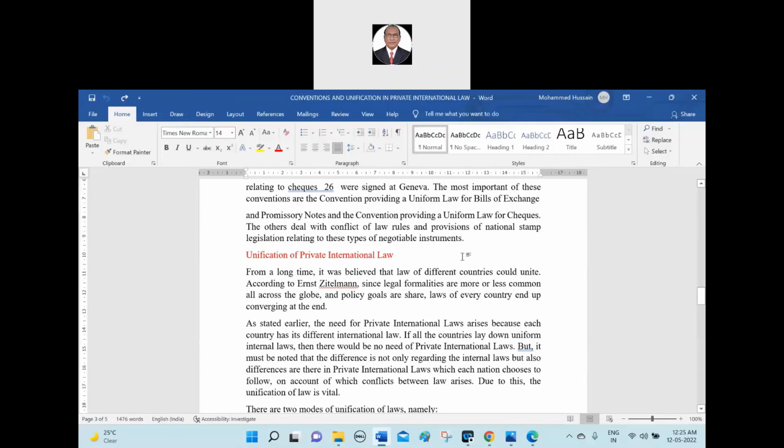So from a long time ago, it was believed that the laws of different countries could unite. According to Ernest Gittelman, since legal formalities are more or less common across the globe, and the policy goals are shared, laws in every country end up converging in the end. So every country wants its policy to be adopted in the unification of private international law.